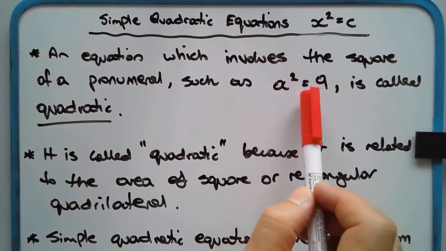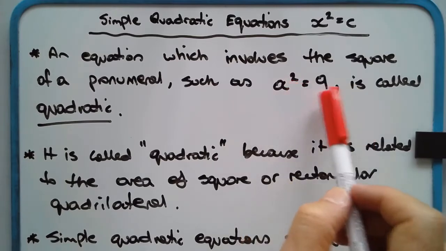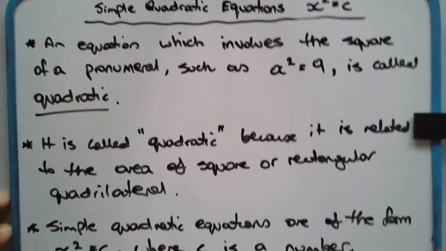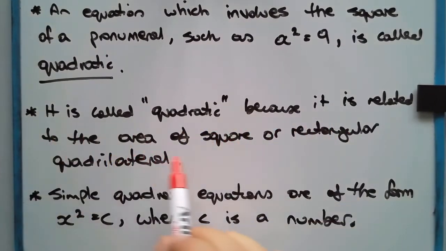Okay, it's an equation, there's an equal sign. We have a pronumeral, but it's the square of the pronumeral. And we have a number on the other side. This is called quadratic. So why is it called quadratic? It's called quadratic because it is related to the area of a square or a rectangular quadrilateral.